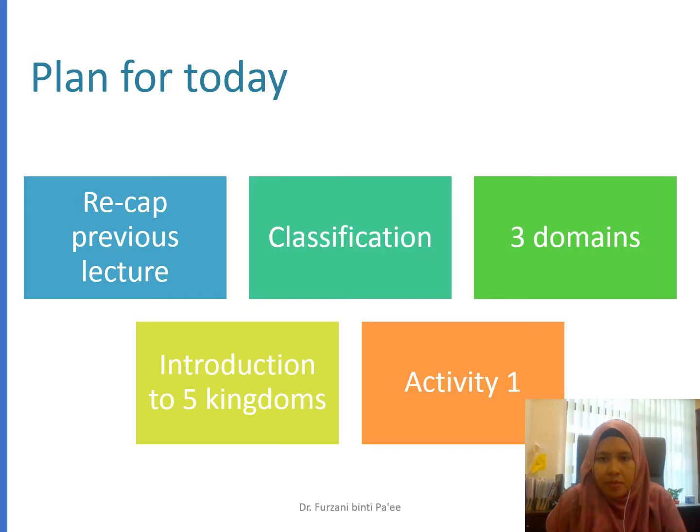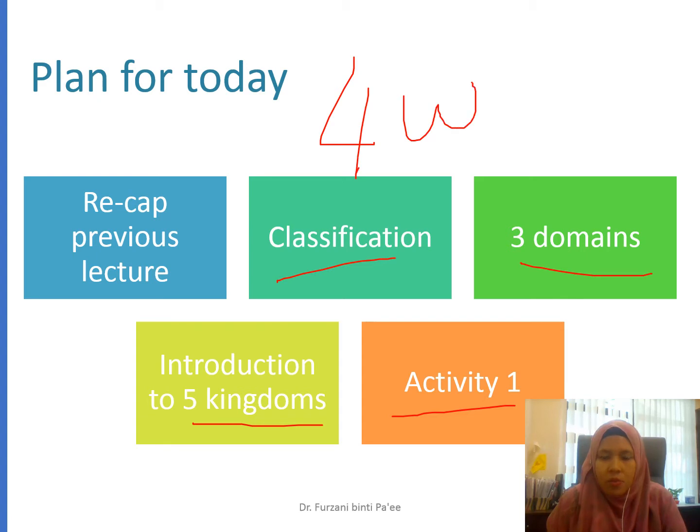So the plan for today is these 5 things. First, we're going to do a recap on the previous lecture so that we don't forget what we learned last week, and then we go for the classification. Then we go for the domains, and I'm going to brief you on the introduction to the 5 kingdoms, and we're going to do our activity 1. Please know that this is a really big chapter, and we allocated 4 weeks to finish it.